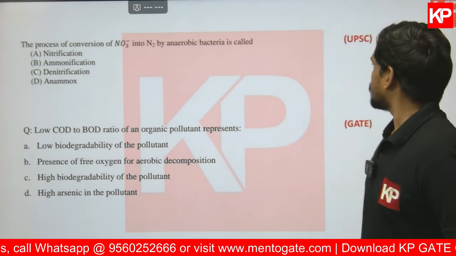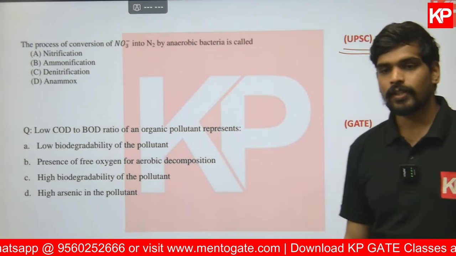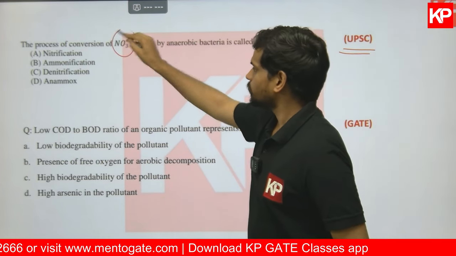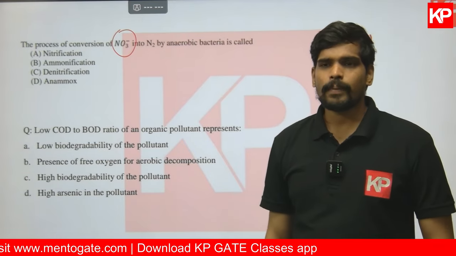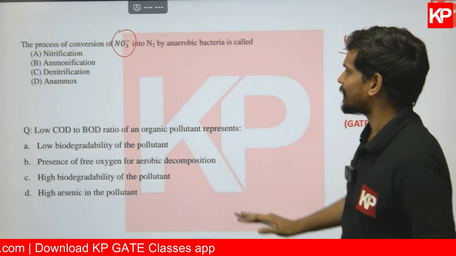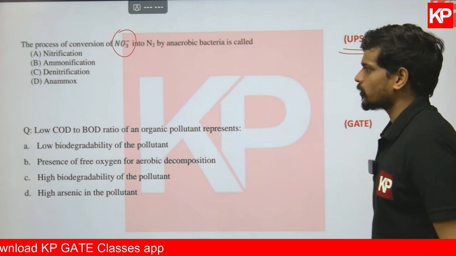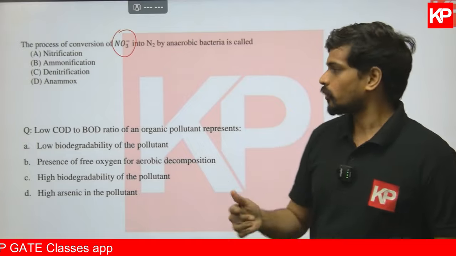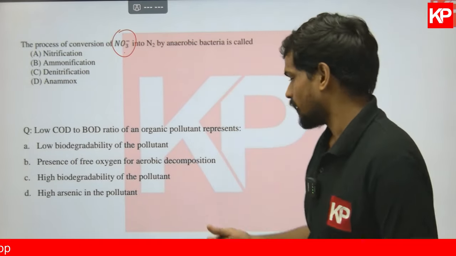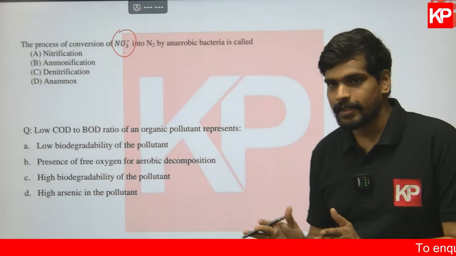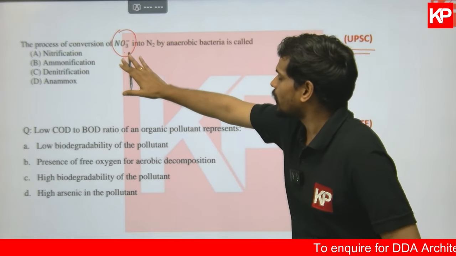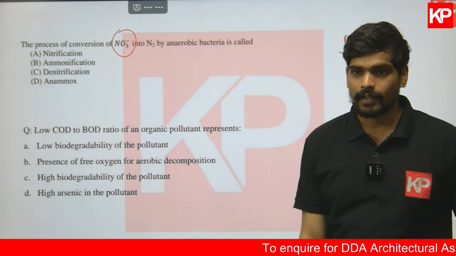Next question. This is also a past UPSC question for the deputy architect examination. The process of conversion of NO3 minus, which is basically nitrates, to nitrogen gas by anaerobic bacteria is called what? So basically the nitrification process is done in the presence of oxygen, because the ammonia, NH3, when you need to oxidize it, is oxidized by aerobic bacteria. Later on, anaerobic bacteria will decompose it into atmospheric nitrogen gas.